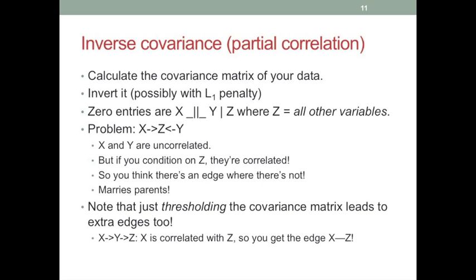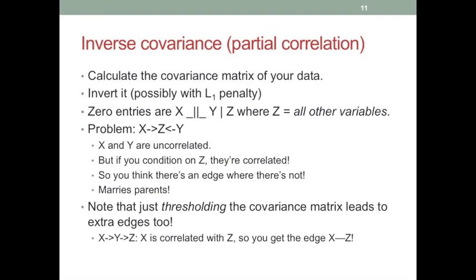This method is used a lot. What's the problem with this? It's a simple problem of d-separation. If you have x arrow z, y arrow z, where z is a child of x and y, then x and y are uncorrelated unconditionally on z, but if you condition on z, they're correlated. So you end up with an extra edge where there's no edge in the true model. In other words, you're marrying the parents.